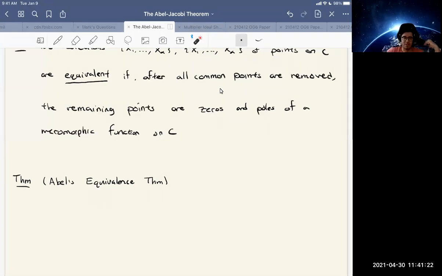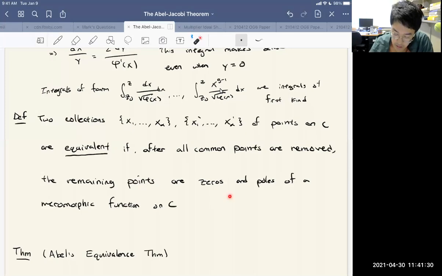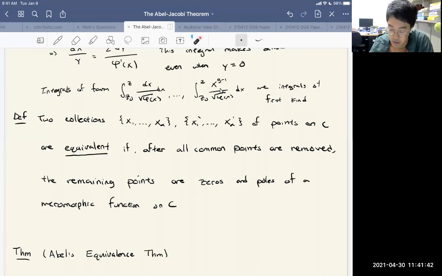Sorry, what prevents every collection of points from being equivalent to any other if they are finite? Well, they have to be the zeros and poles of some meromorphic function on C. Can you just make a rational function and prescribe those as the zeros and poles? Yes, but I don't know if you can do it for all of these collections of points. I don't think you can do it for all collections of points.